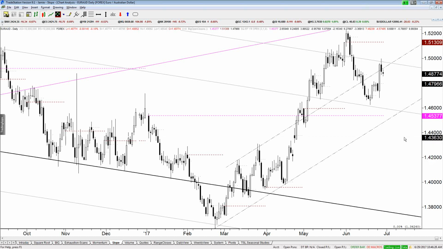So I like this lower too. But again, do you want to trade this or do you just want to be long Aussie? That's fine too.